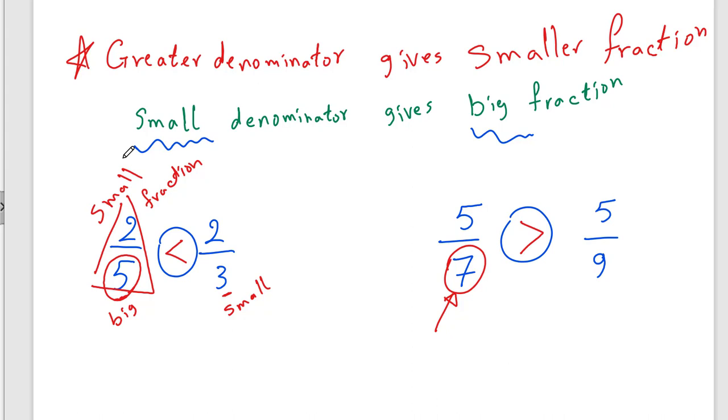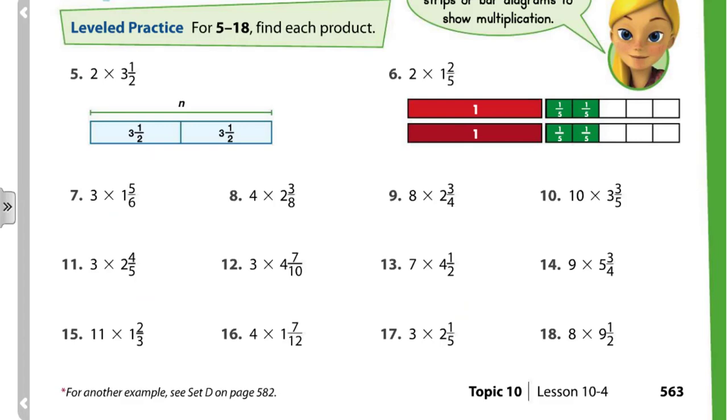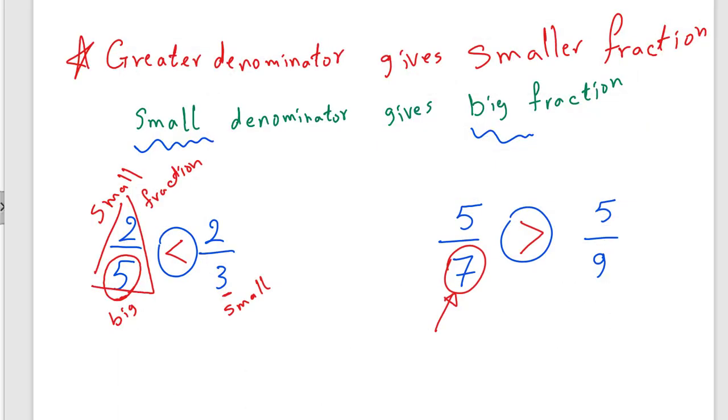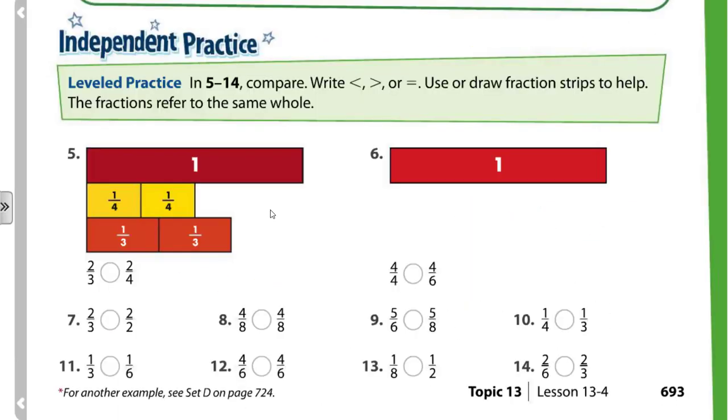Excellent, thank you, Muhammad. So my heroes, very simple. When you have a bigger denominator, you divide more, so you get small parts. When you have a small denominator, you get big parts, so you get a bigger fraction. Now let's move back to the book. And tell me, my heroes, what page is this?